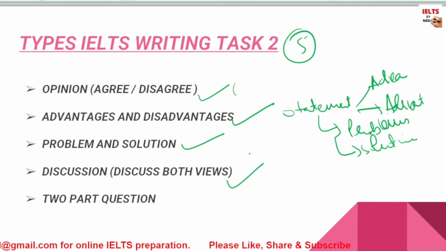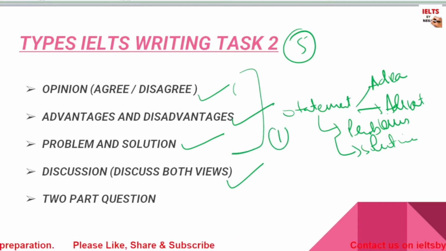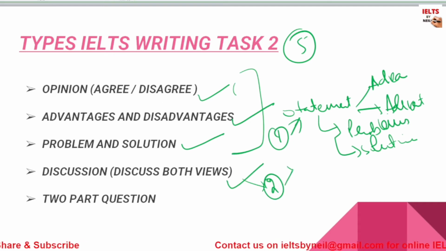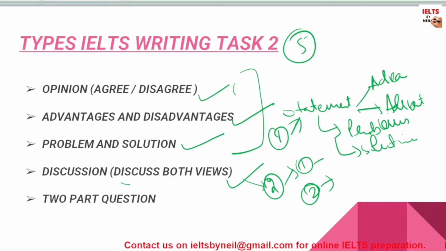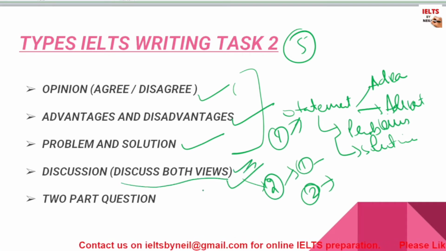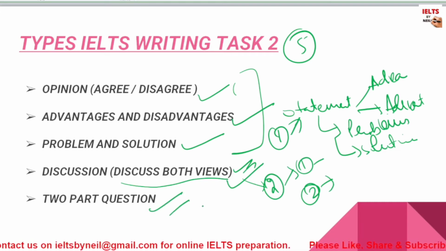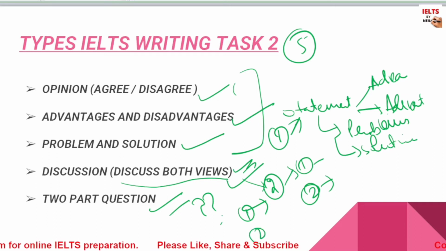4th is discussion. Okay, so this is a little different than the others. In these types, only one viewpoint is given or one statement is given. In this one, 2 viewpoints are given, so you have to discuss one viewpoint in one paragraph, second viewpoint in second paragraph. That's why we call it discuss both the views. So 2 viewpoints are given. Okay, and the last one is 2-part question. As the name is telling you, 2 questions will be asked and you will need to address the first question in the first body paragraph, second question in the second body paragraph.